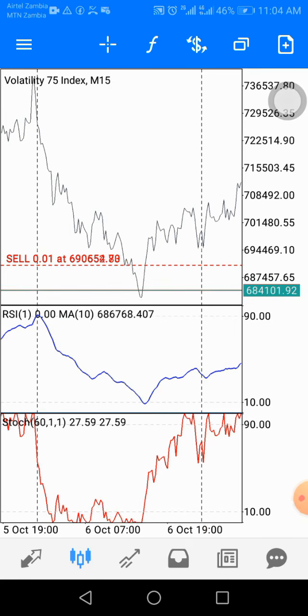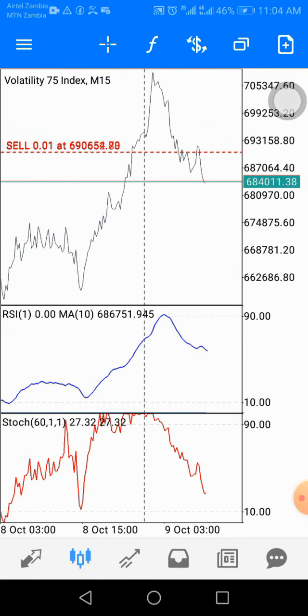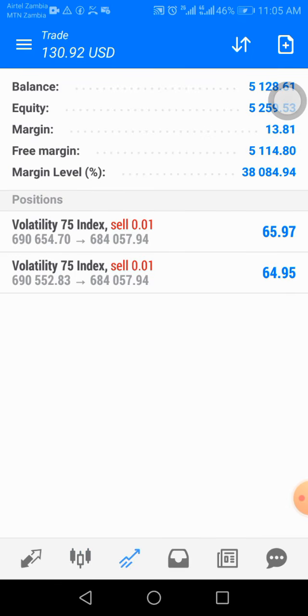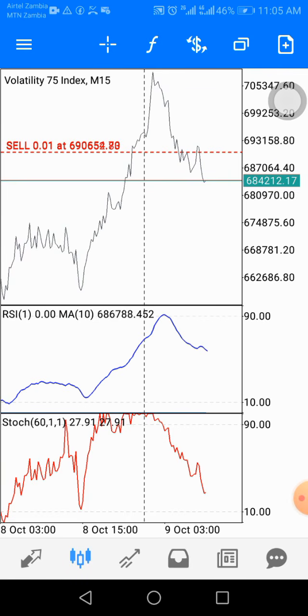So ladies and gentlemen, that was today's strategy. As you guys can see, I would like you guys to test this strategy out. It's working wonders. As you guys can see, I have made $130 so far. You guys can do the same too. It's super simple, it's very easy to use. So everybody can try this one out and then tell me how it works for you guys.